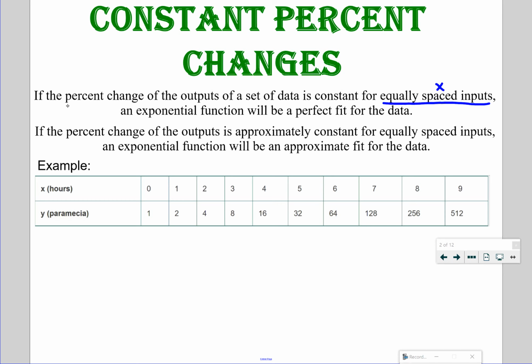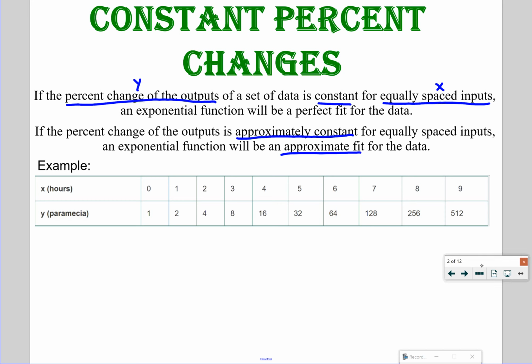So if we're looking at our outputs, our y's, and the percent change is constant, then we're going to say it's exponential. And to calculate the percent change, I'll show you that in 1 second here. If the percent change is approximately constant, then we say it's an approximate fit for the data. And if the percent change is not even approximately constant, then we would say an exponential function would not be appropriate for this data. So let's look at this set of data.